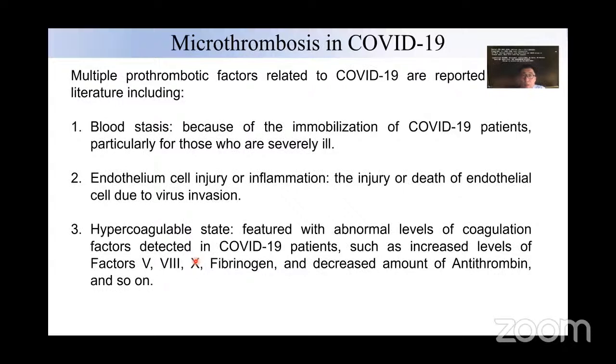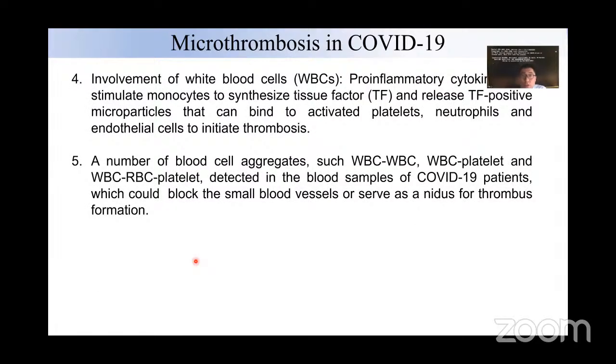At the same time, many prothrombotic factors have been reported that are related to COVID-19. For example, stasis, which is mainly caused by the immobilization of COVID-19 patients, and also endothelial cell injury or inflammation, caused by the injury or death of endothelial cells due to the virus invasion. People also find that COVID patients are always in a hypercoagulable state, featured by abnormal levels of coagulation factors, such as increased levels of factors 5, 8, 10 and fibrinogen, and decreased antithrombin, and so on. Another important feature of COVID-induced thrombosis is the involvement of white cells, such as monocytes and neutrophils.